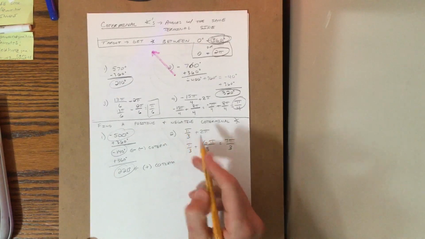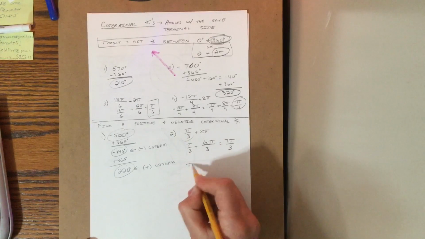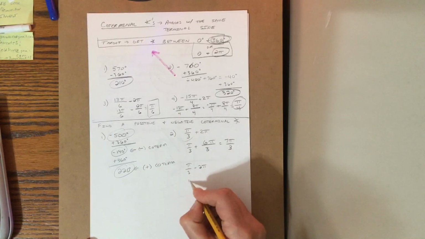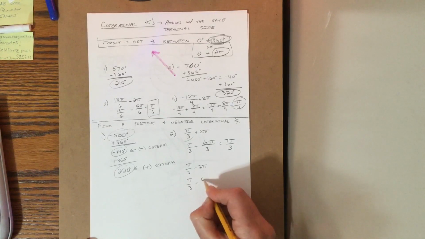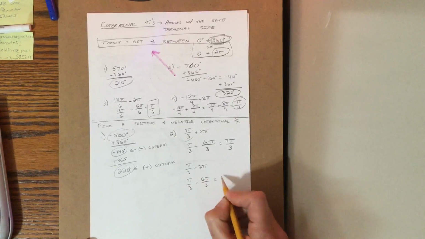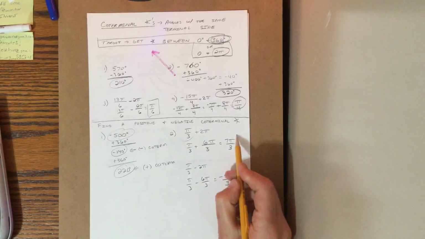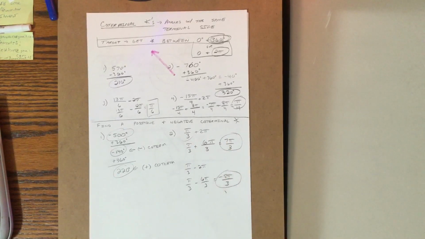Your negative coterminal angle, you would take what angle you started with in this case and just subtract 2 pi. So that will give us negative 5 pi over 3. So here is your positive coterminal angle. There is your negative coterminal angle.